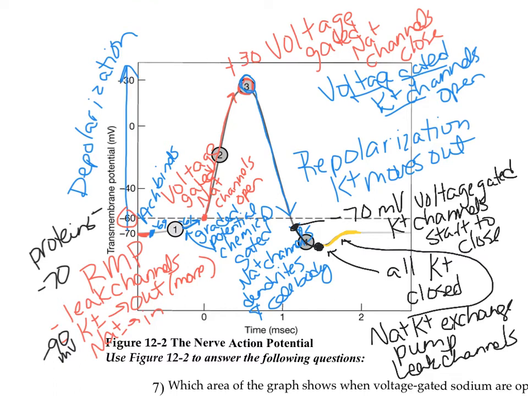Potassium has been leaving the cell. So now we have to get more potassium back in the cell. So we have to pump it back in. Okay? But always, normally, sodium wants to come in and potassium wants to go out, always. That's what they want to do. And that's what they will do unless we pump them in the opposite direction, okay? So this little bit here where we're dipping down to -90, that is called hyperpolarization. So we had depolarization, repolarization, and hyperpolarization.